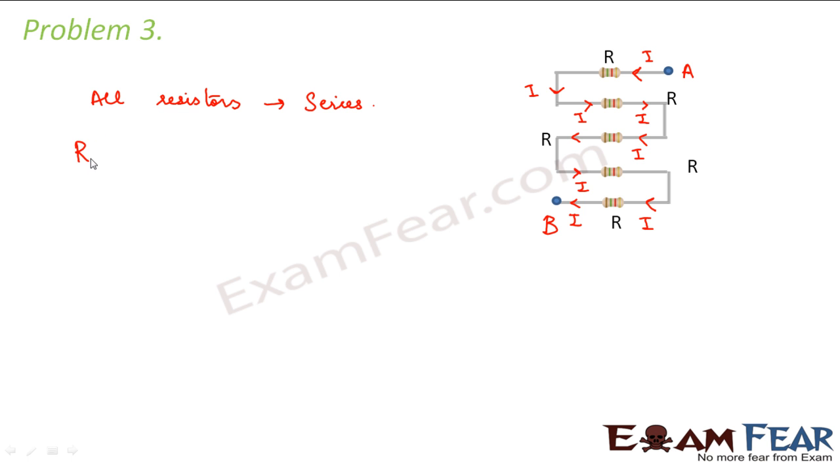So what would be the equivalent resistance? Equivalent resistance will be, all these resistors have resistance R. So that means R plus R plus R plus R plus R. So this will be your equivalent resistance for this circuit.